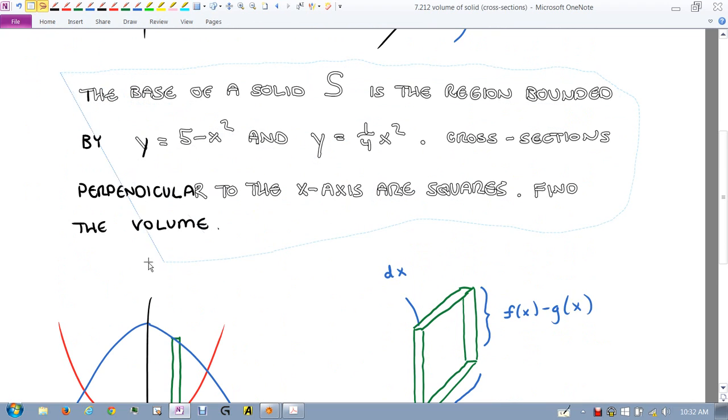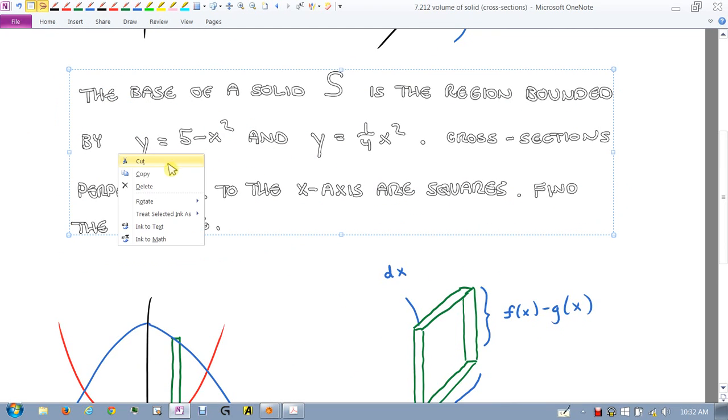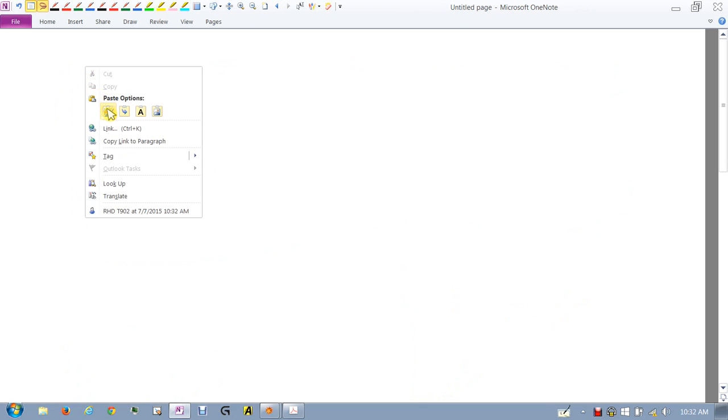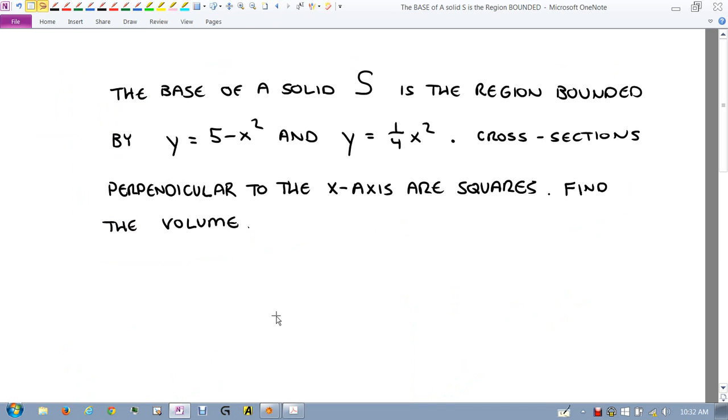I'm going to do the same exact setup here. The base of a solid is the region bounded by the same two curves we've been messing with. Cross sections perpendicular to the x-axis are what kind of triangles? Equilateral? Let's make them equilateral. That'll make life a lot easier.